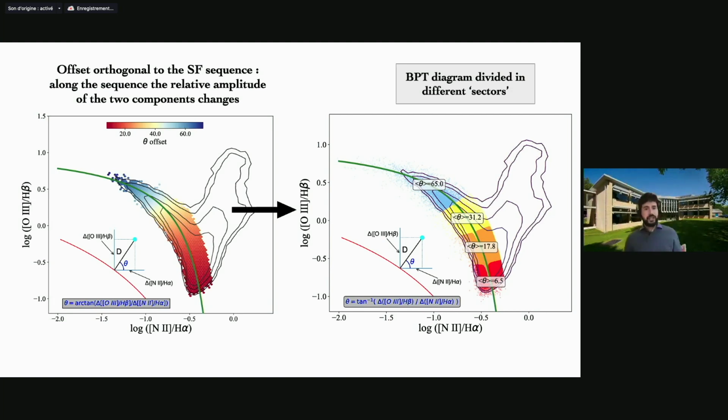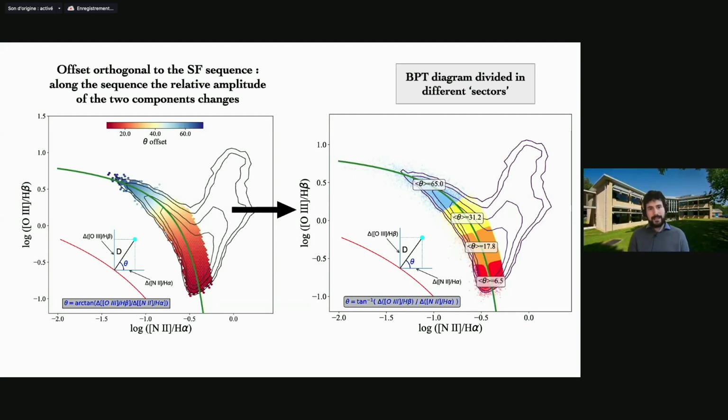So the information in terms of the global behavior in the diagram is quite clear, but you could say, okay, you're considering the offset orthogonal to the median sequence at each point, but as you move along the sequence, the inclination of the offset vector with respect to the x-axis changes as you consider different positions along the sequence. And so it changes the relative amplitude of the two components of the offset, the component along the x-axis and the component along the y-axis. So is this affecting somehow the relative importance of the parameters as we've seen before?